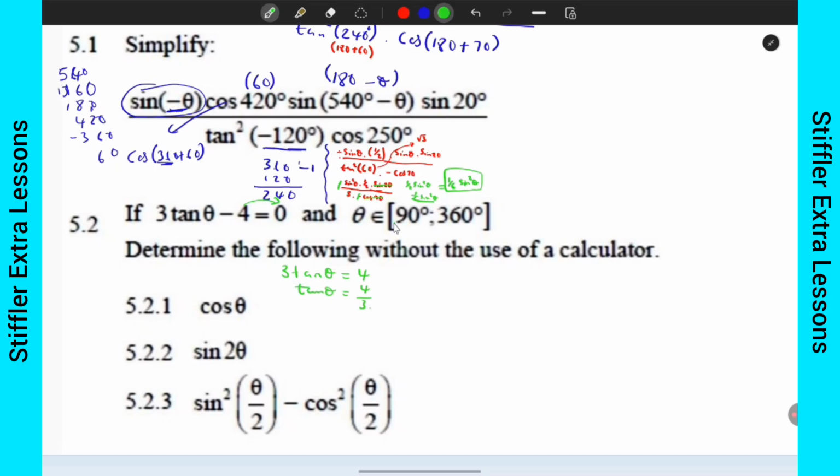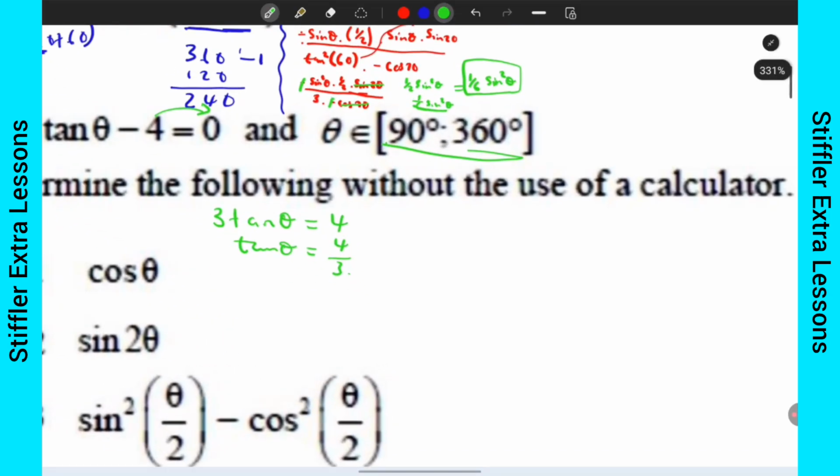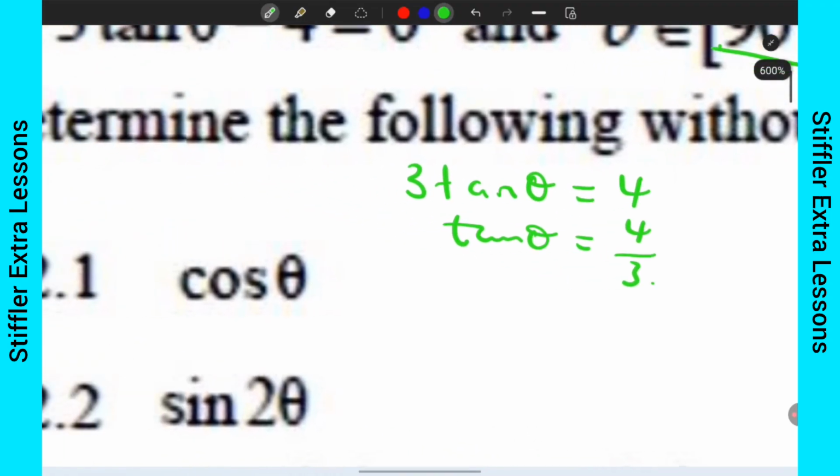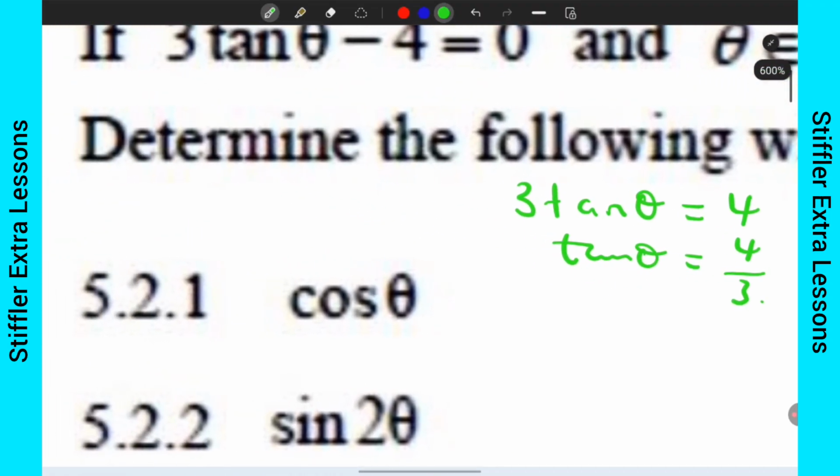But now we are given this restriction. So how do you find the restriction, and how do you know where to draw your diagram? Because you know that in this question you have to draw the diagram. You can just draw your Cartesian plane like that. We know that tan theta is 4 over 3, and 4 over 3 is positive. So where is tan positive? Tan is positive in the first and in the third quadrant. So it might be there or it might be there.